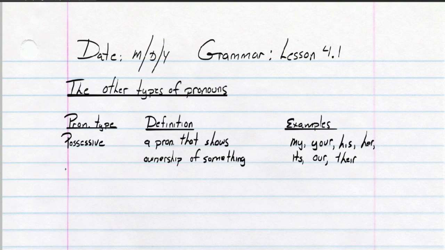Interrogative is spelled I-N-T-E-R-R-O-G-A-T-I-V-E, interrogative. For those of you doing the Latin program, inter means between, rogat means to ask. So interrogative, these are words that step in the sentence to ask questions. So the definition here is a pronoun that asks a question.